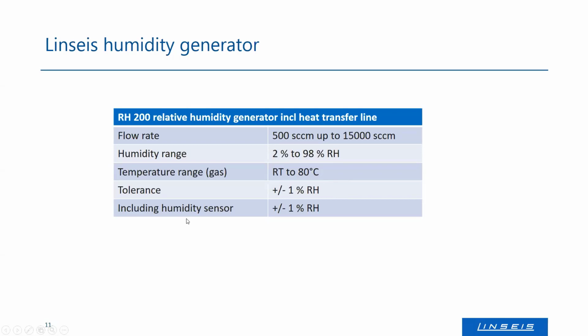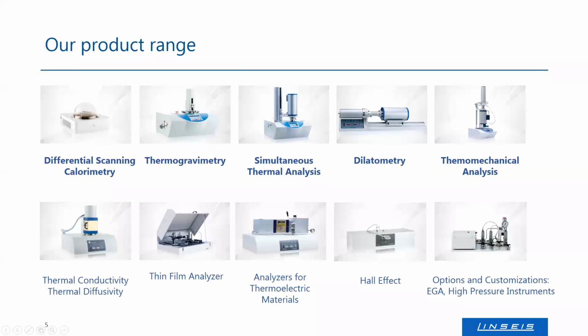What's also important, the whole setup comes with a humidity sensor and can analyze dew point and temperature, and it knows how much humidity is pumped in. This sensor also has the same accuracy of plus minus 1%, like in the tolerance range. So this is what our humidity generator can do. As said, it can be equipped at a thermobalance, DSC, dilatometer, thermomechanical analyzer. So the product range, the upper row that I just showed you, I go back some slides to remind you, can all be equipped with this instrument series.